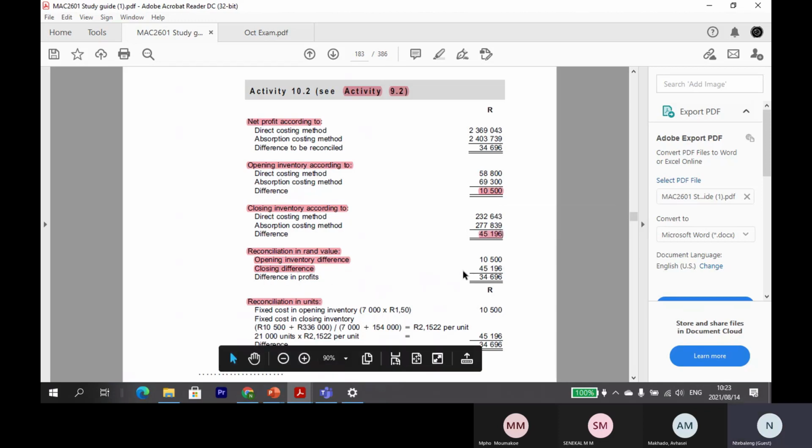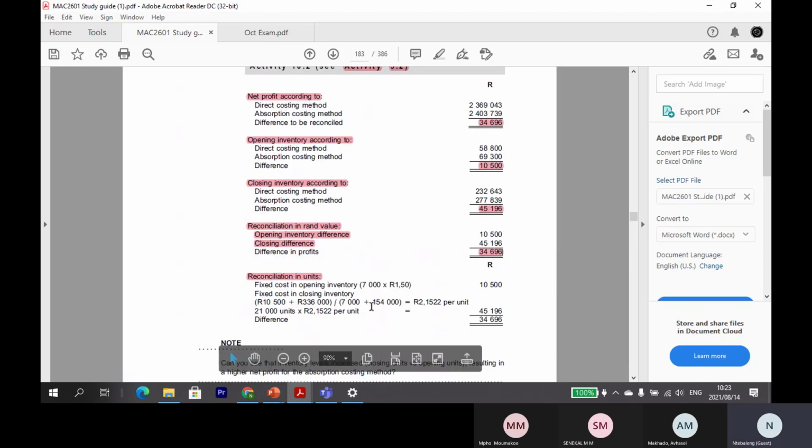The difference between these two will give you what? It will give you this that we're trying to reconcile, because you are trying to strip it to say what's causing the difference between these two net profits. It's your opening and your closing inventory. They should give you that, so it should reconcile to that. Okay, I hope it makes sense.